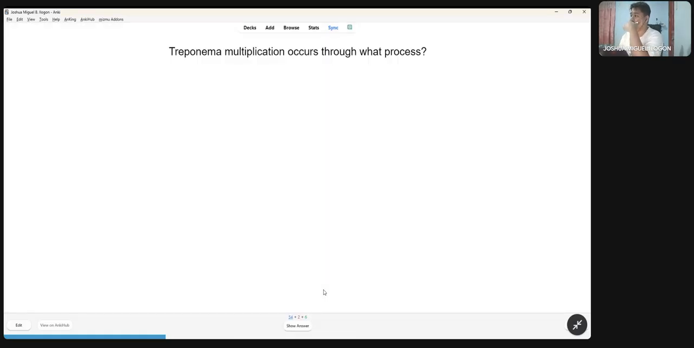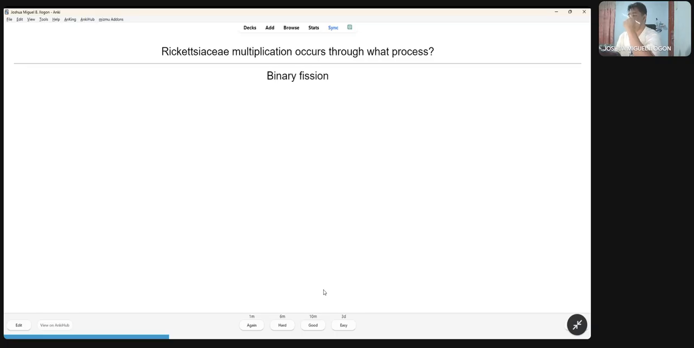Gram stain. Oh god. Binary fission. Oh no. Transverse fission. Rickettsial multiplication occurs through what process? Multiplication occurs through what process? This is the only one that gets binary. Yeah, binary fission. Transverse fission is for the spirochetes.